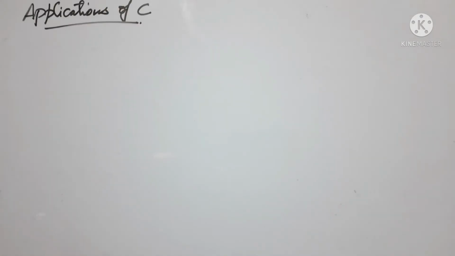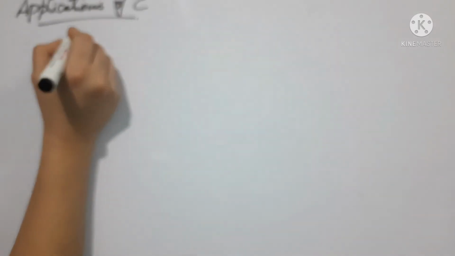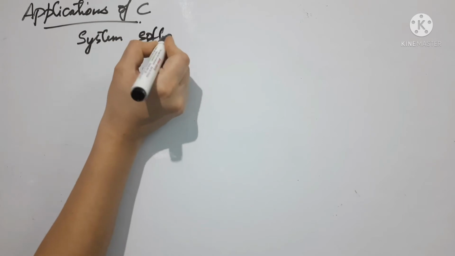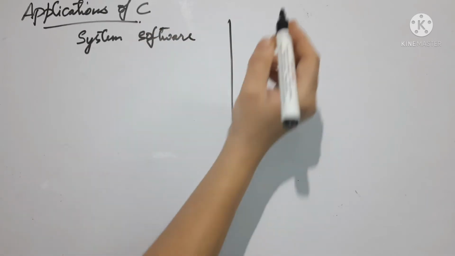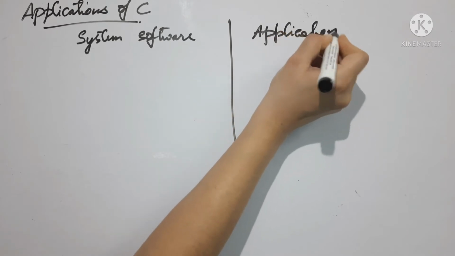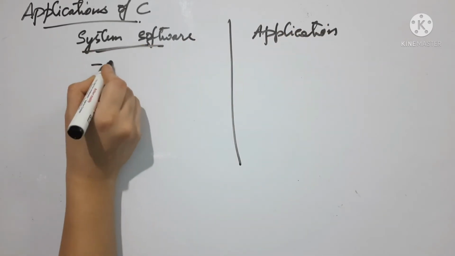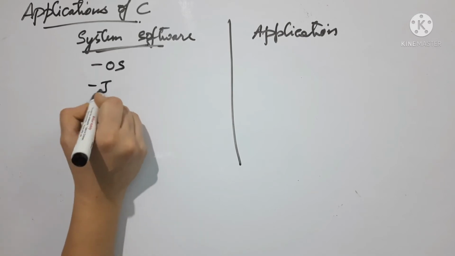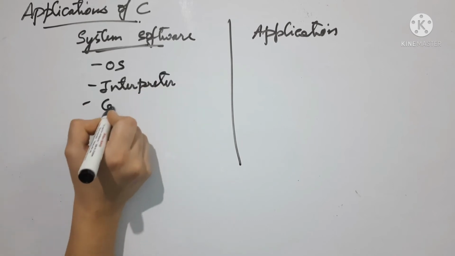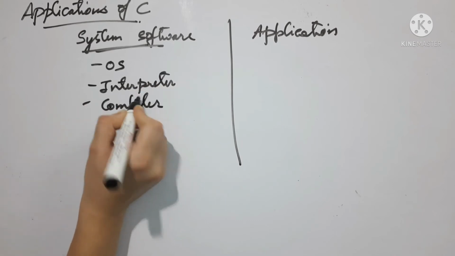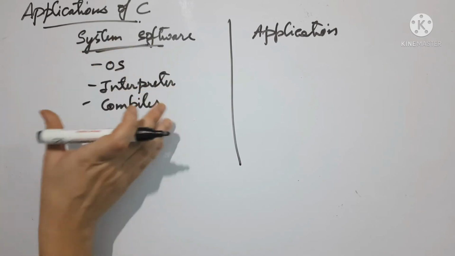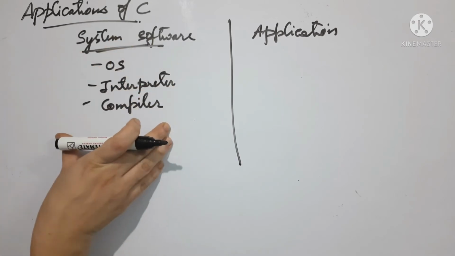Now coming to the applications of the C programming language, we have its application in system software, as well as application software. Now what is the difference between these? System software means you have your operating systems, interpreters, and compilers. To develop these kinds of programs, we make use of the C programming language. So this comes under system software, the ones required for the system.